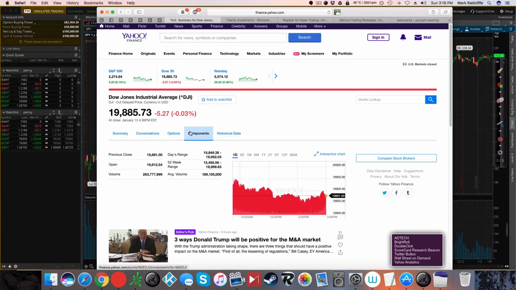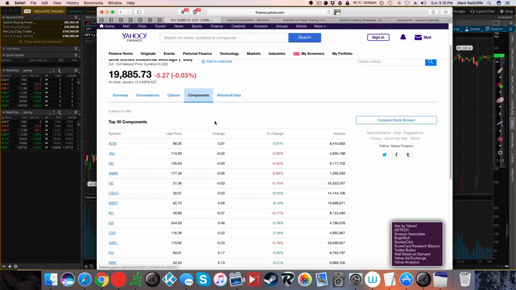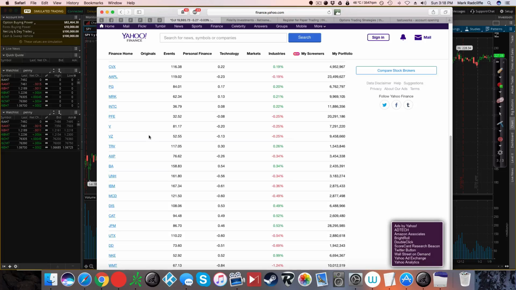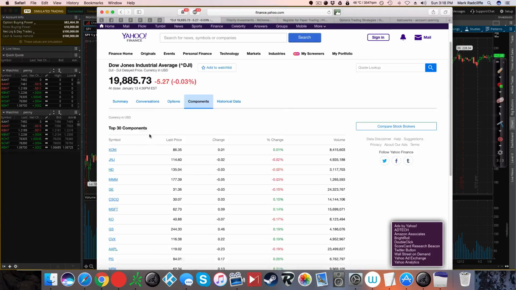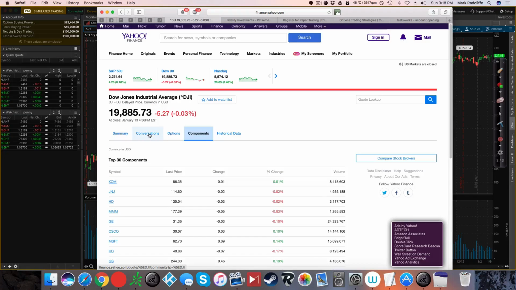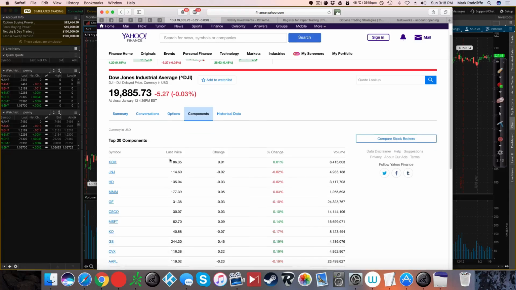I apologize for coughing all the time. So here's the Dow. These are the stocks that make up the Dow. It has a very similar kind of layout to the S&P 500. It's just that it's smaller. It only has 30 stocks in it. The Dow 30. So that's as you would expect.